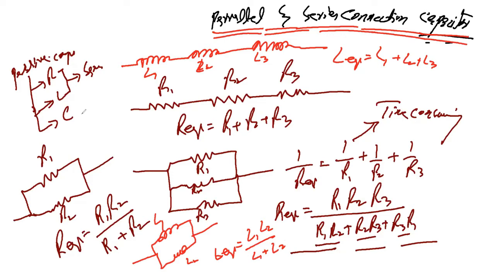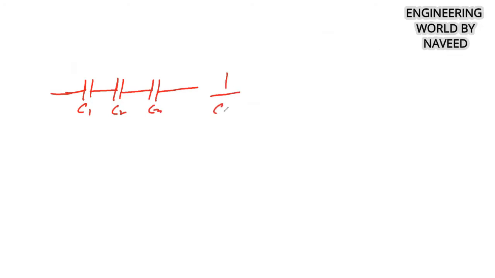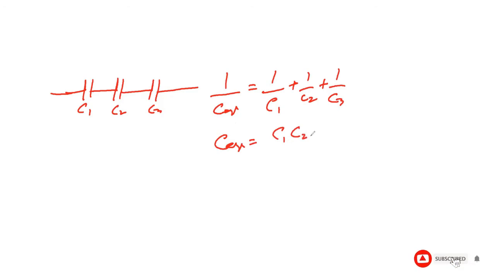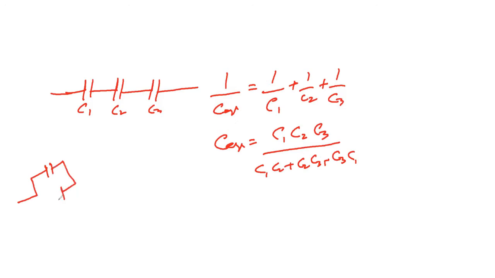Now, capacitance is different. If three capacitors are given to you, this capacitor is C1, this is C2, this is C3, and you want to find the equivalent capacitance value, it should be like this. For series, it should be 1 by C1 plus 1 by C2 plus 1 by C3. Or C equivalent is equal to the product of all capacitances C1 C2 C3 divided by C1 C2 plus C2 C3 plus C3 C1.